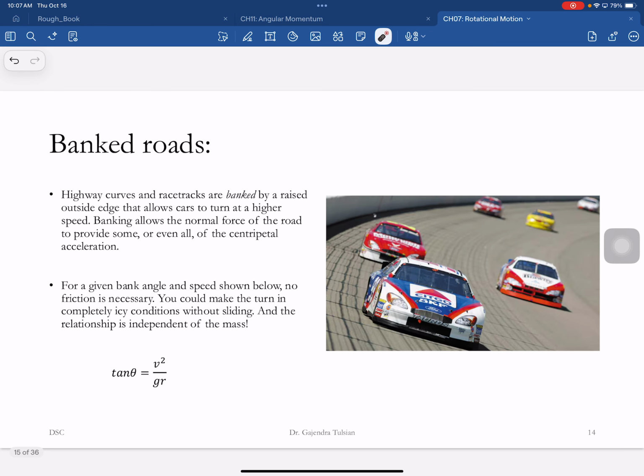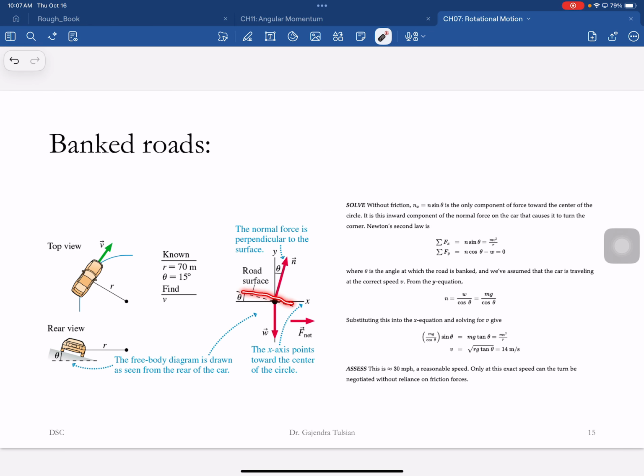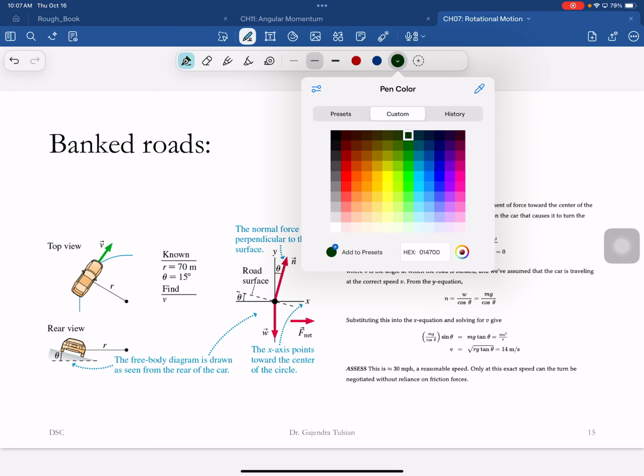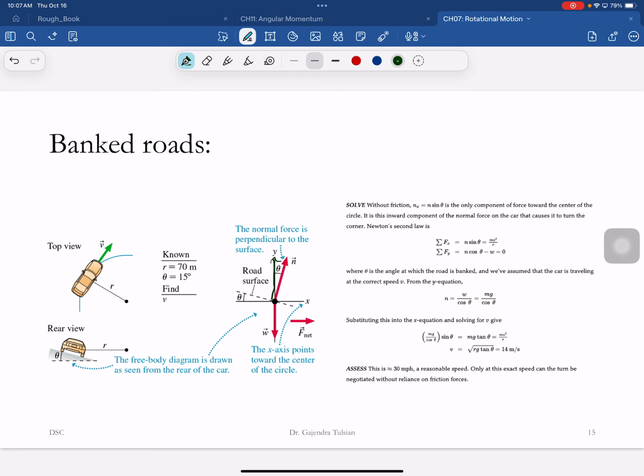Now if you bank the road, this is the normal force. The normal force is the force with which the road pushes up on the car, here's the car, it's banked, and it is perpendicular to the road. There's the normal force. This component of the normal force is balancing the weight, and this component of the normal force is providing you the centripetal force. So if you go at the right speed, then this will provide the centripetal force.